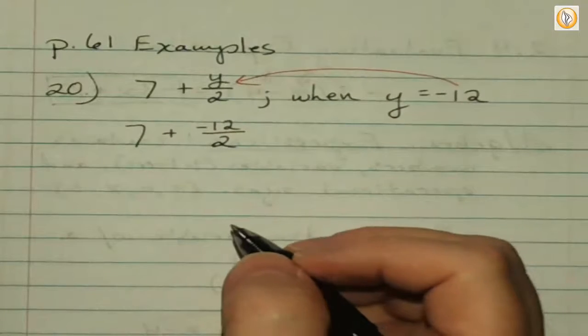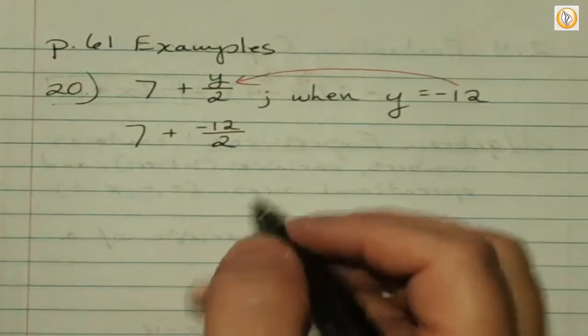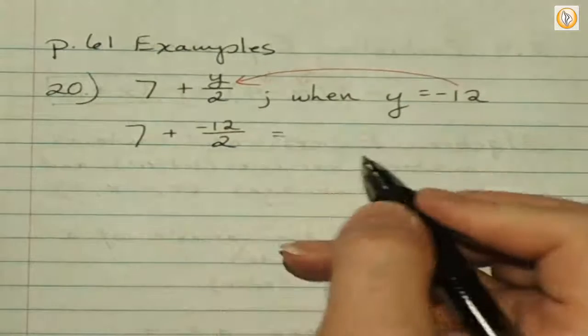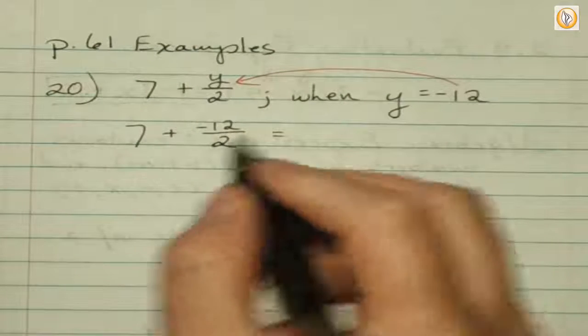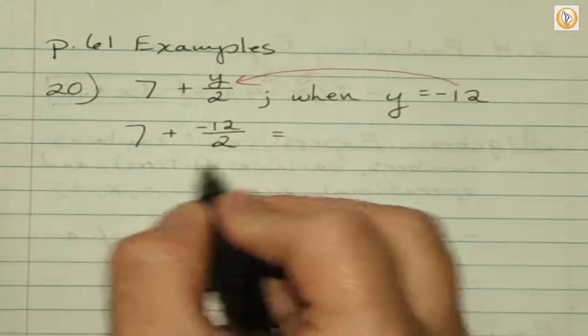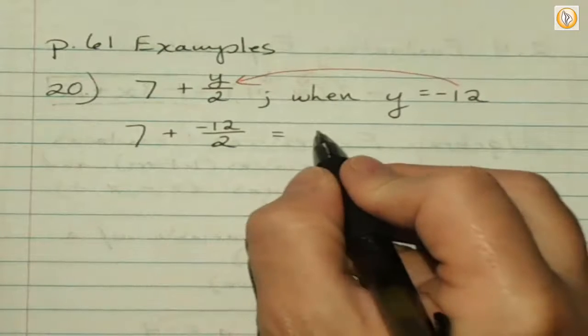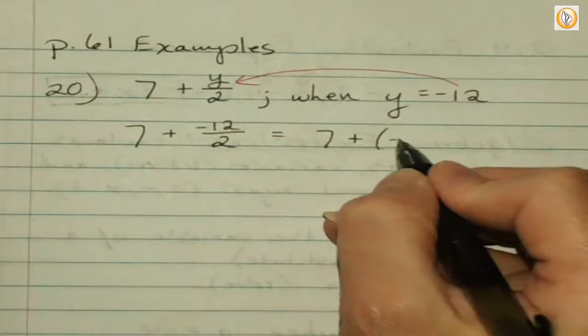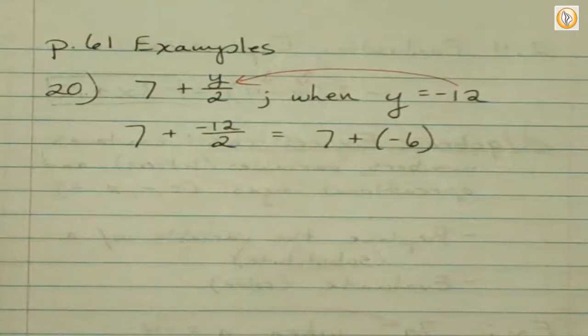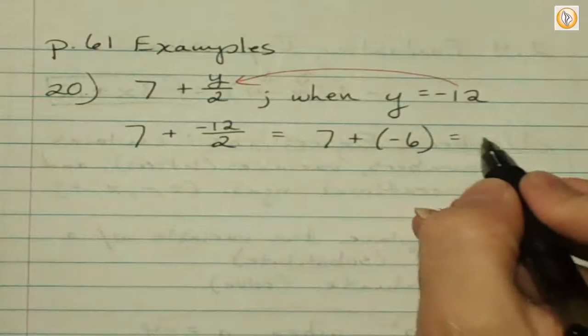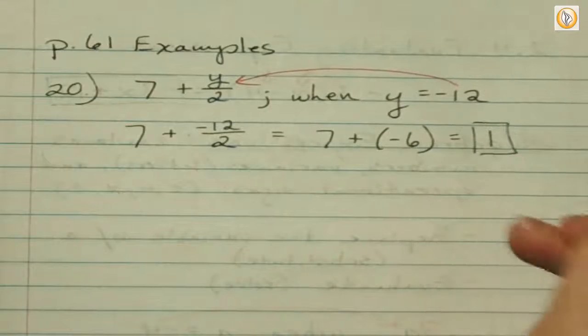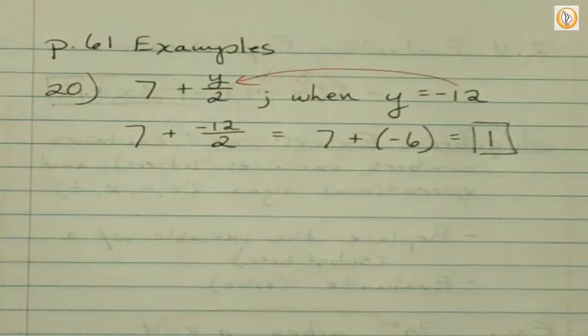Okay, so Natalia, what do I do? Division. Okay, and what do you get? -6. She is correct, you get -6. So I'm rewriting my problem: 7 plus -6, which is +1. You are correct. +1. Any questions?